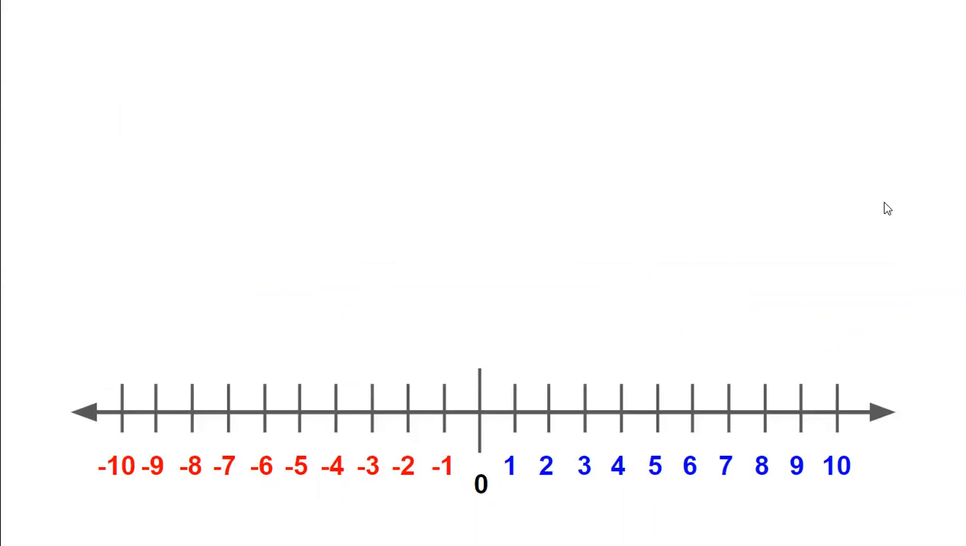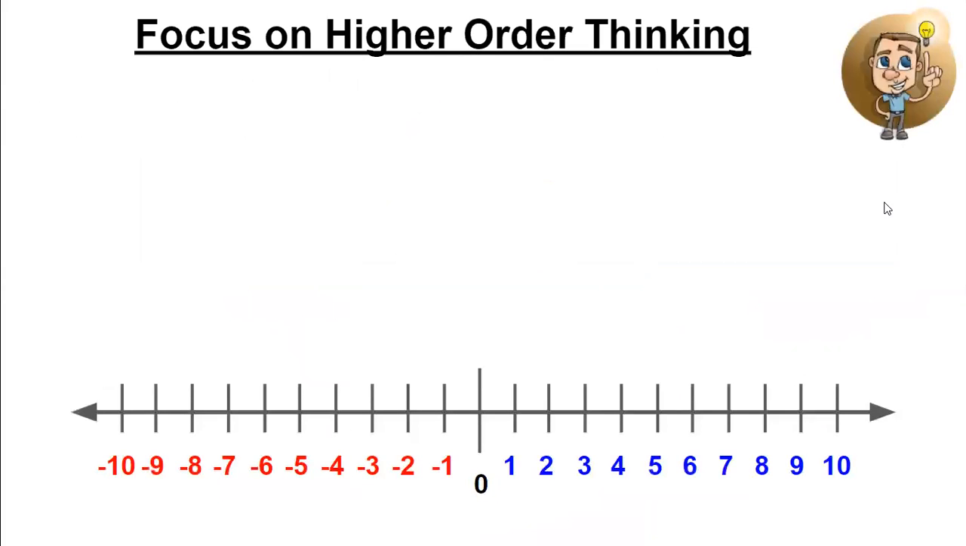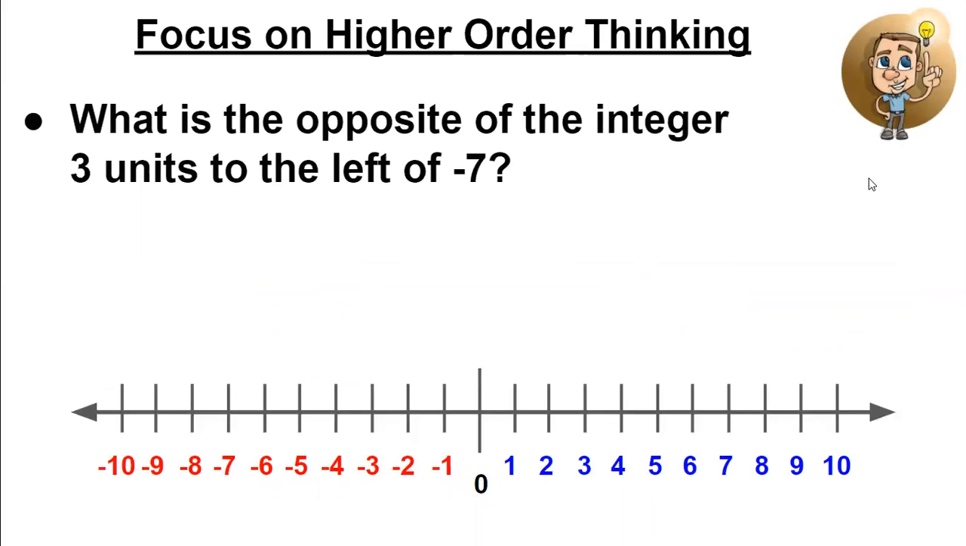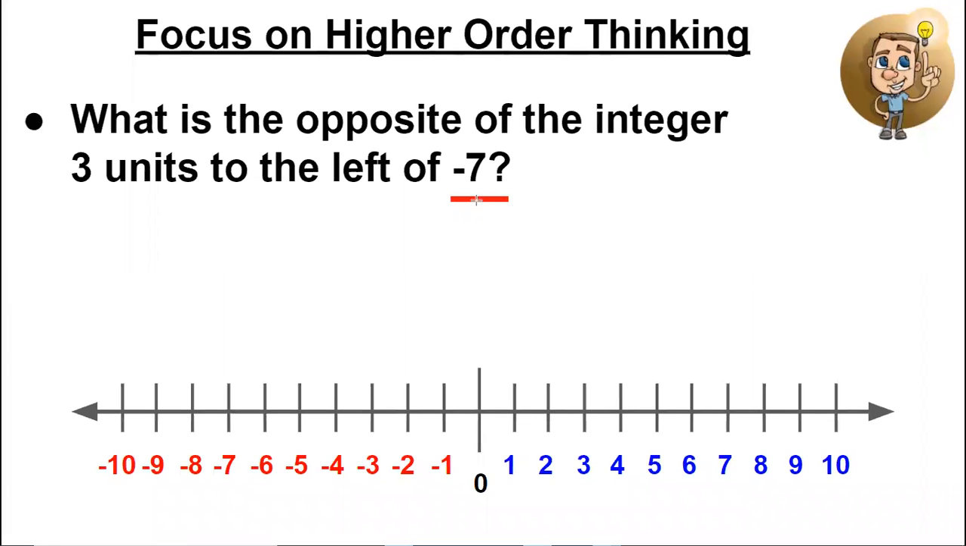Okay, how'd you do on those? A little bit trickier, right? Now let's talk about some higher order thinking. What is the opposite of the integer 3 units to the left of -7? Again, this is one of these problems we need to work backwards on. So we need to work with the -7 and graph that. And then we have to go 3 units to the left of -7. And then we have to graph the opposite of where we land.